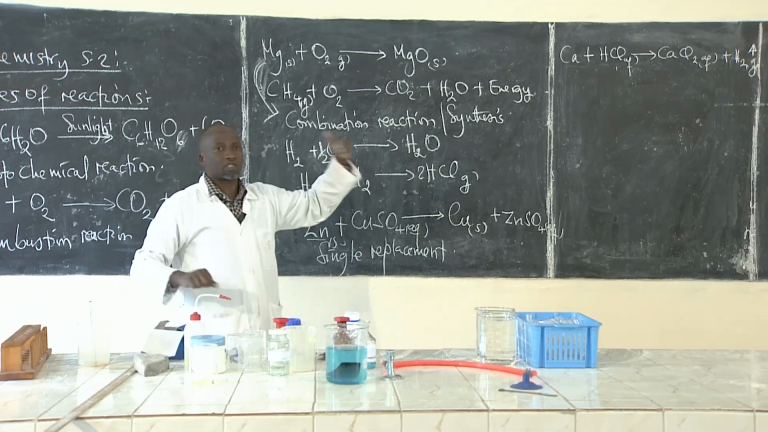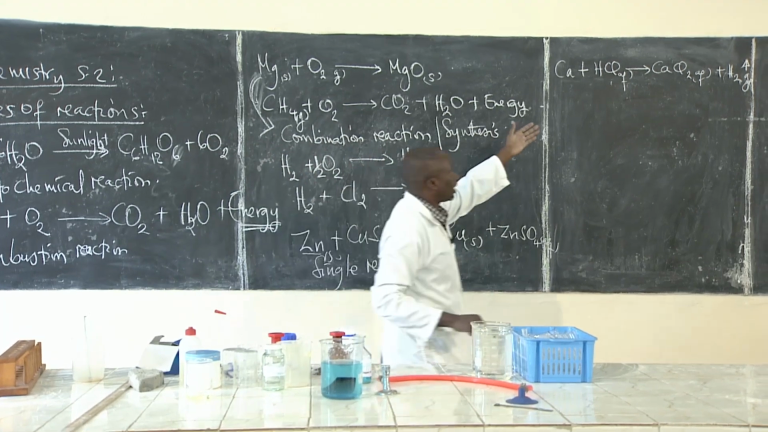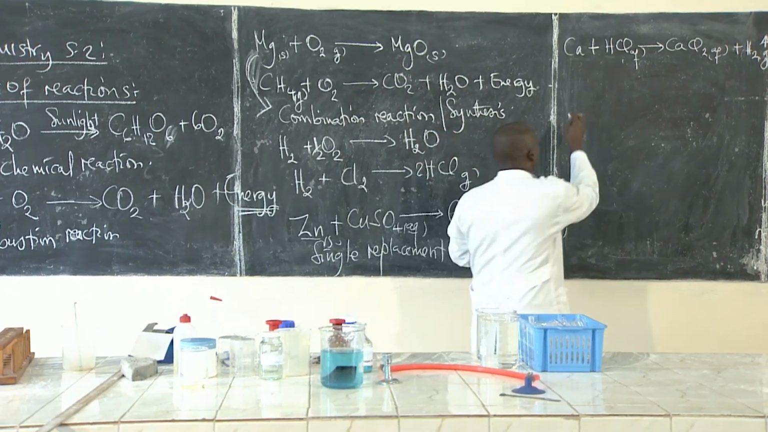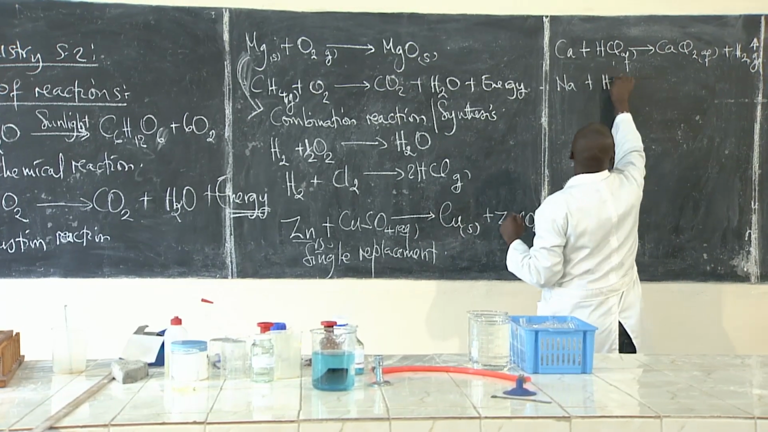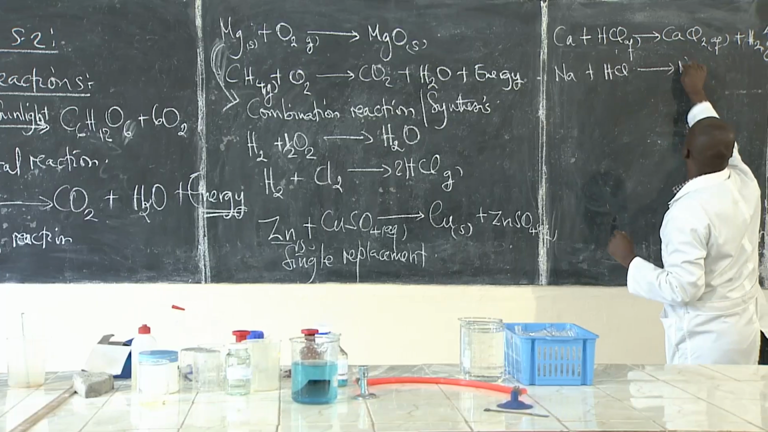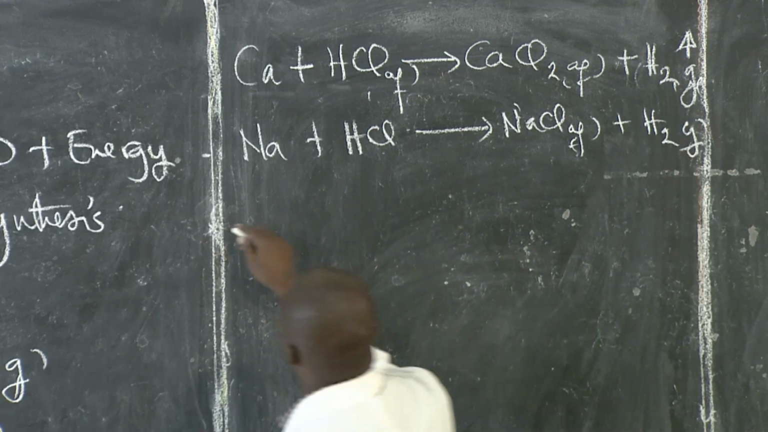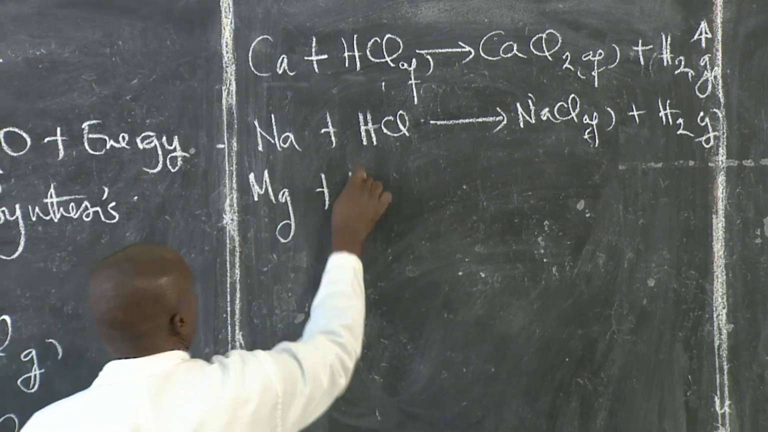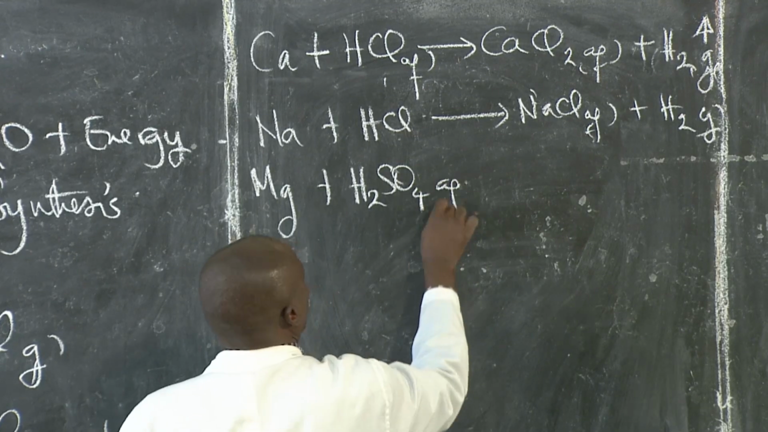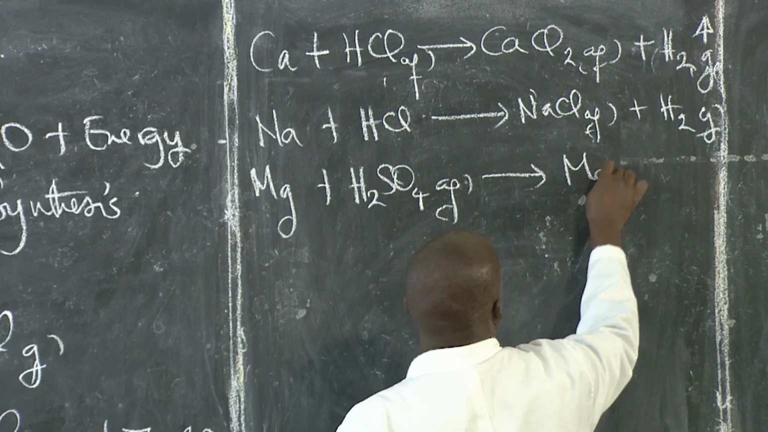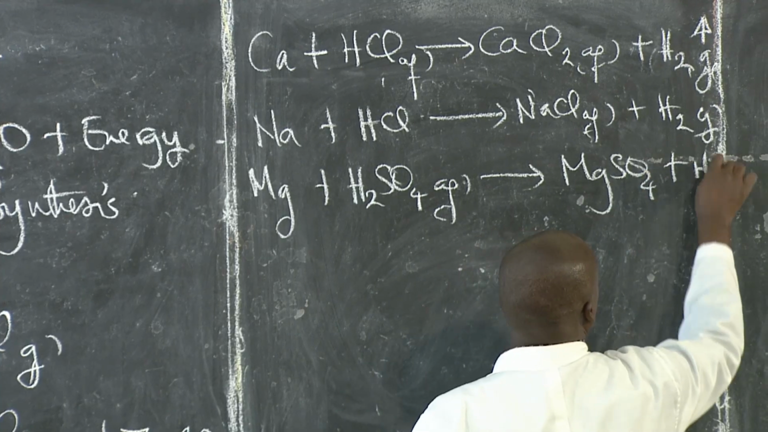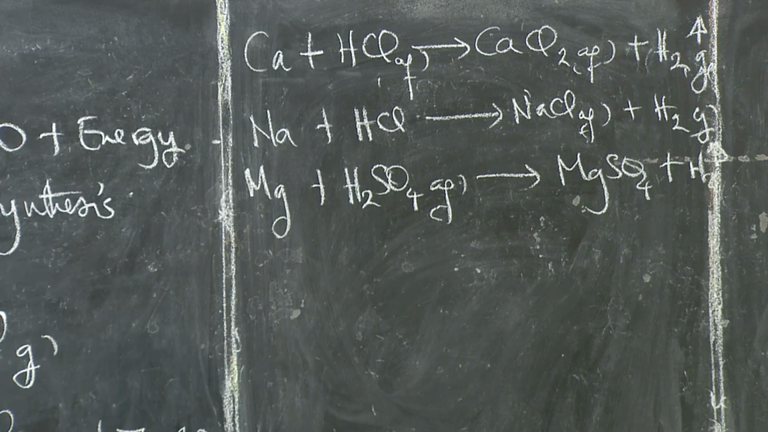You can also suggest other examples, not necessarily only this. For metals, you can have sodium with HCl. This will be sodium chloride, or any other acid. Or you can have magnesium with sulfuric acid. This will form magnesium sulfate and hydrogen gas. These are some of the examples of single replacement reactions. You can have as many other examples.